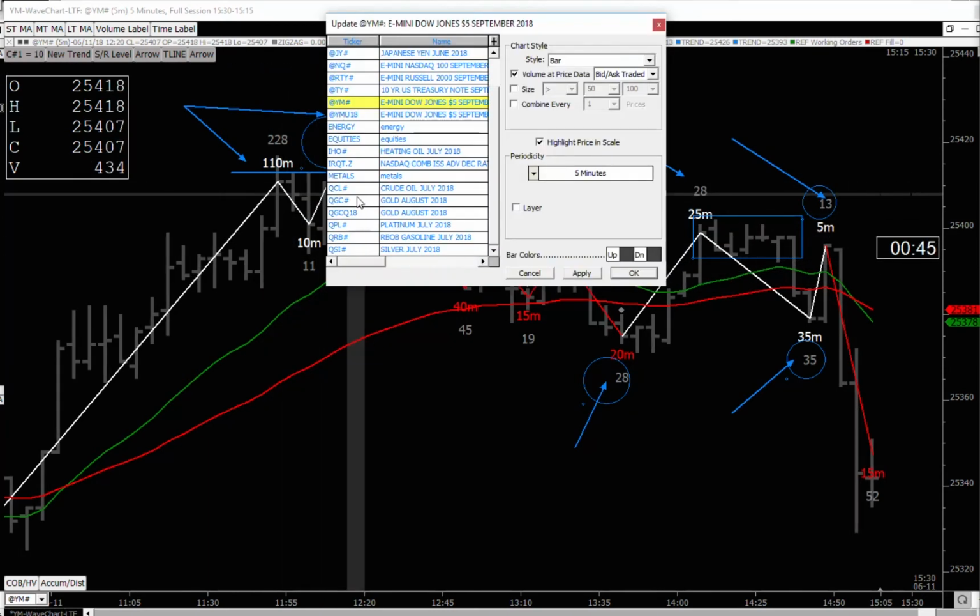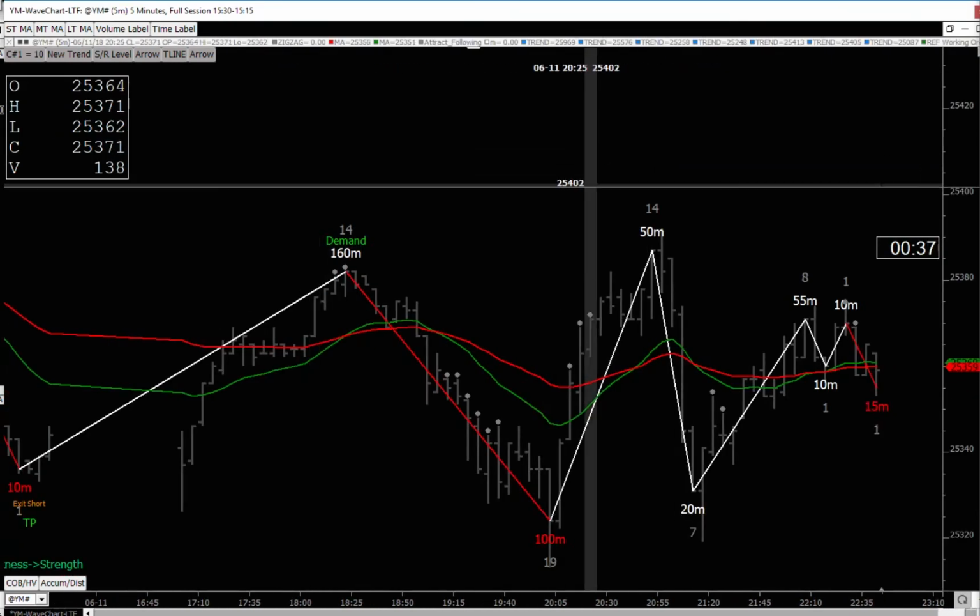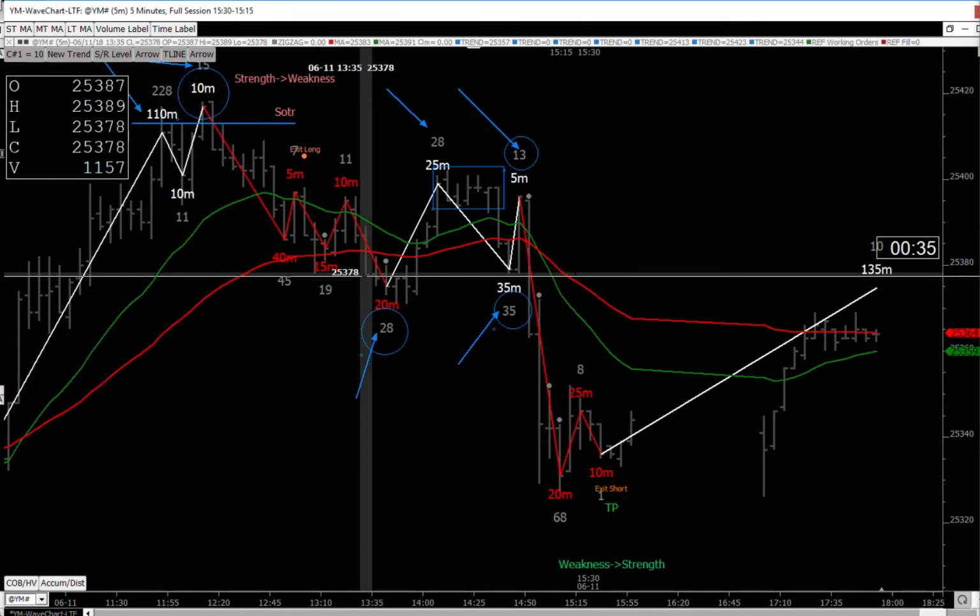I don't know why this thing, volume at price. Yeah, bullshit.